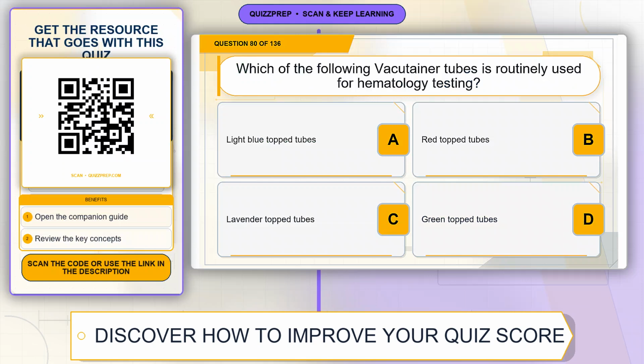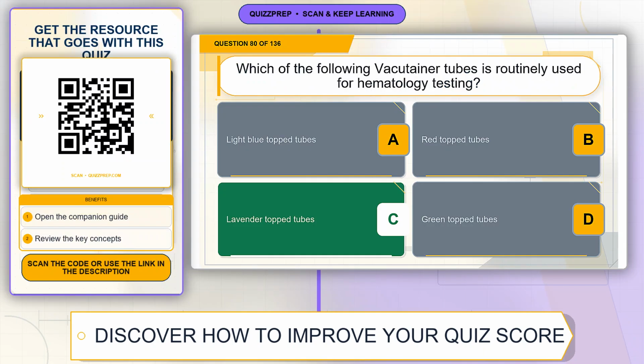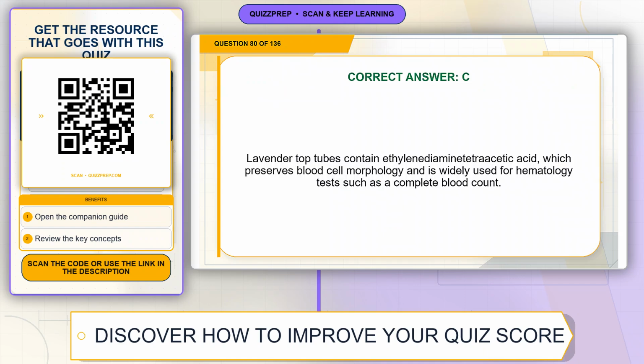Question 80. Which of the following vacutainer tubes is routinely used for hematology testing? Option A, light blue top tubes. Option B, red top tubes. Option C, lavender top tubes. Option D, green top tubes. The correct answer is option C, lavender top tubes. Explanation. Lavender top tubes contain ethylenediaminetetraacetic acid, which preserves blood cell morphology and is widely used for hematology tests such as a complete blood count.